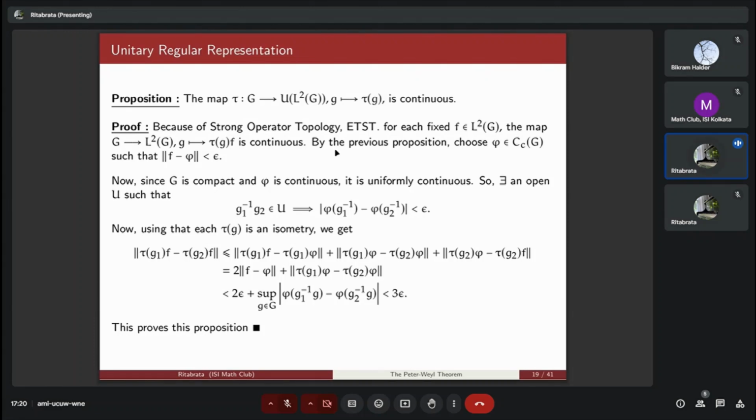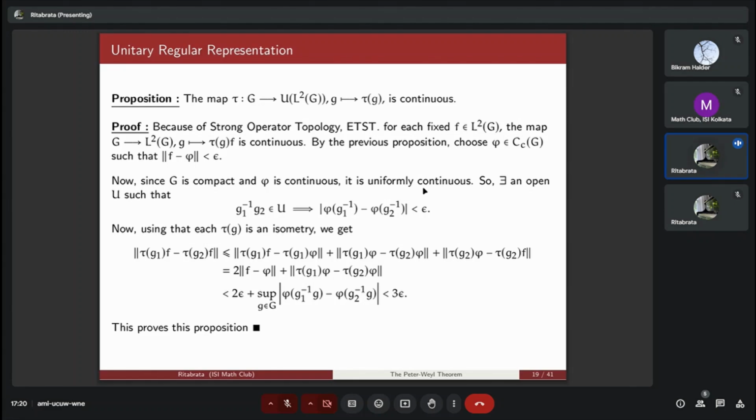So by the previous proposition, we can choose a continuous compactly supported function phi so that it is very close to f, say epsilon close. Now since G is compact and phi is continuous, any continuous function on a compact set is uniformly continuous.